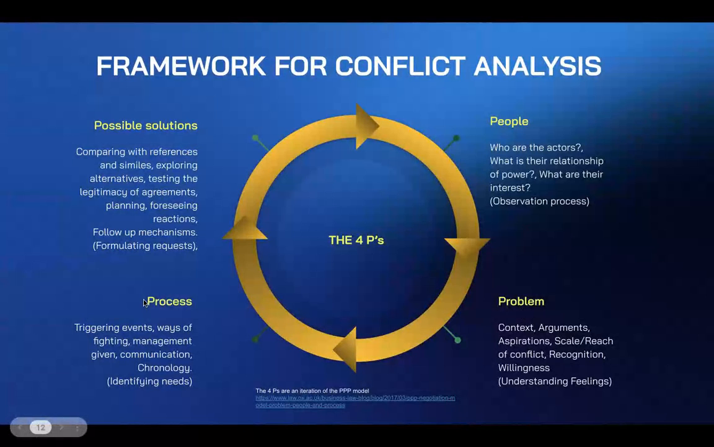Then we see the process: what were the triggering events? What were the ways of fighting? How has the management been given? How has the communication been, and the chronology of the dispute? When did it start? How long has it been going? And yeah, trying to understand the process that is holding and feeding the conflict. And then we try to understand some possible solutions.